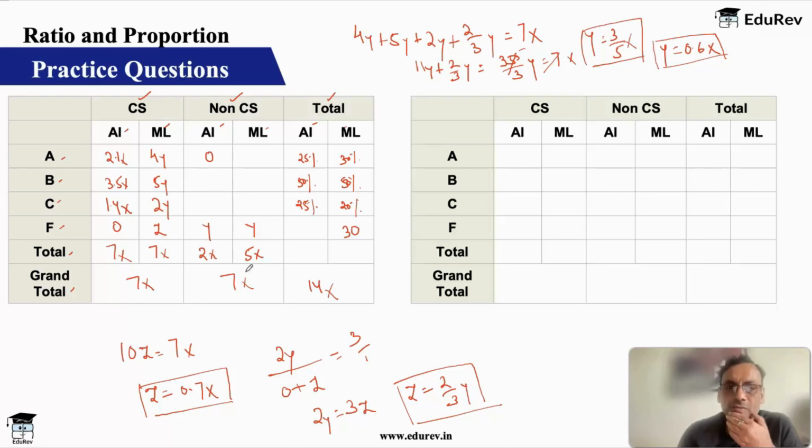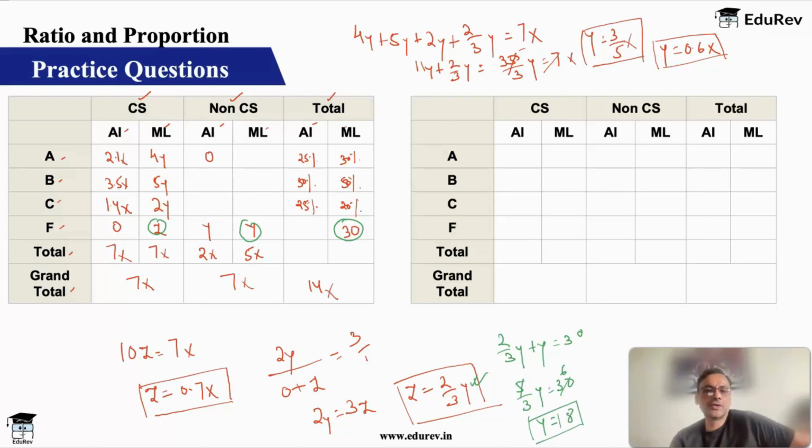Now, where do I get the value from? Everything is in x, y, and y we also eliminated, so now we have only one variable. The value will come from here. This 30 is equal to z plus y, and z you already know. So 2 by 3y plus y is equal to 30, or 5 by 3y is equal to 30, or y is equal to 18. Yes, this is what we wanted.